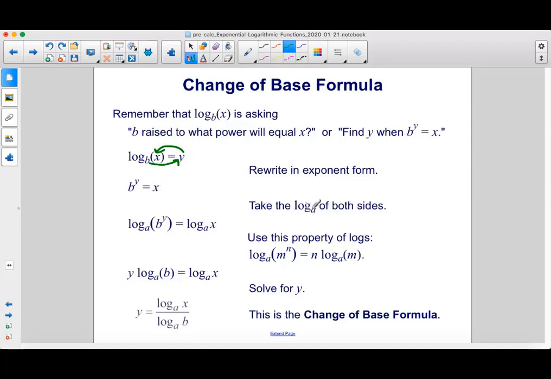Then take the log base a of both sides. Log base a of b to the y equals log base a of x. Use this property of logs: we take this exponent y and move it out front, so we have y times log base a of b equals log base a of x. Then we solve for y. So divide both sides by log base a of b, and we get log base a of x over log base a of b. This is the change of base formula.